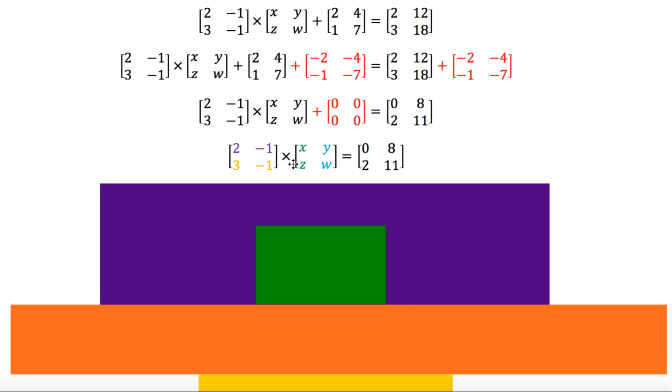So how do we multiply? Well, we know we multiply a row by a column, and then a row by a column, and our row by a column, and our last row and our last column.